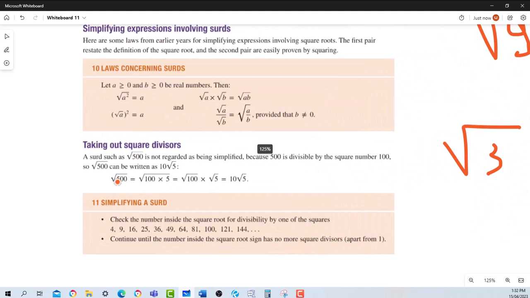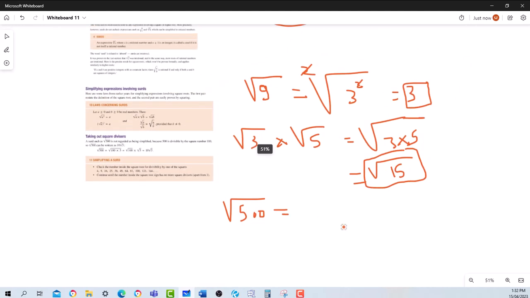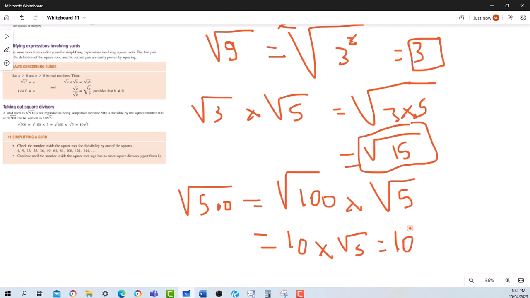So let's simplify the square root of 500. This is a surd because the number is irrational, so now we need to simplify it more. From that law, we can write this as the square root of 100 times the square root of 5. The square root of 100 is 10, because 10 to the power 2 gives us 100. So this can be written as 10 square root of 5.